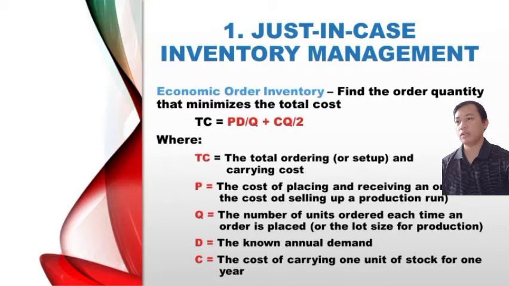So, this is the formula for the total ordering or setup and carrying cost. It is equal to the cost of placing or receiving an order multiplied by the annual demand, divided by the number of units, then add the carrying cost per unit, multiplied again by the number of units, then divided by 2.